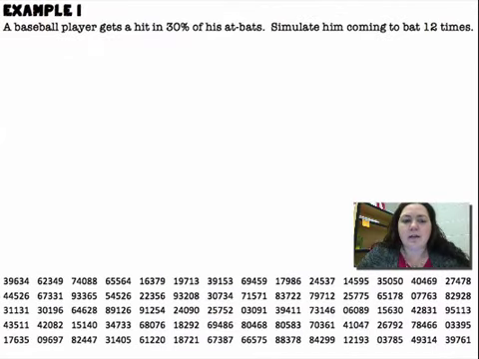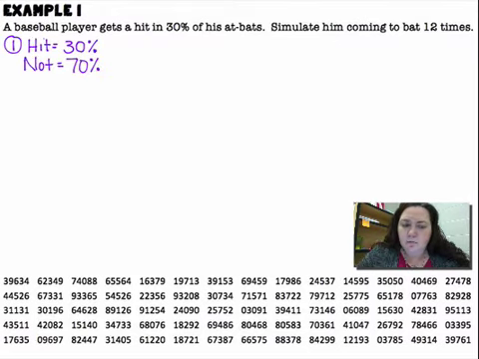Okay, so let's look at an example. In this example, they gave us a table of random digits. It says a baseball player gets a hit in 30% of his at-bats. Simulate him coming to bat 12 times. So I already know that his probability is 30% hits.